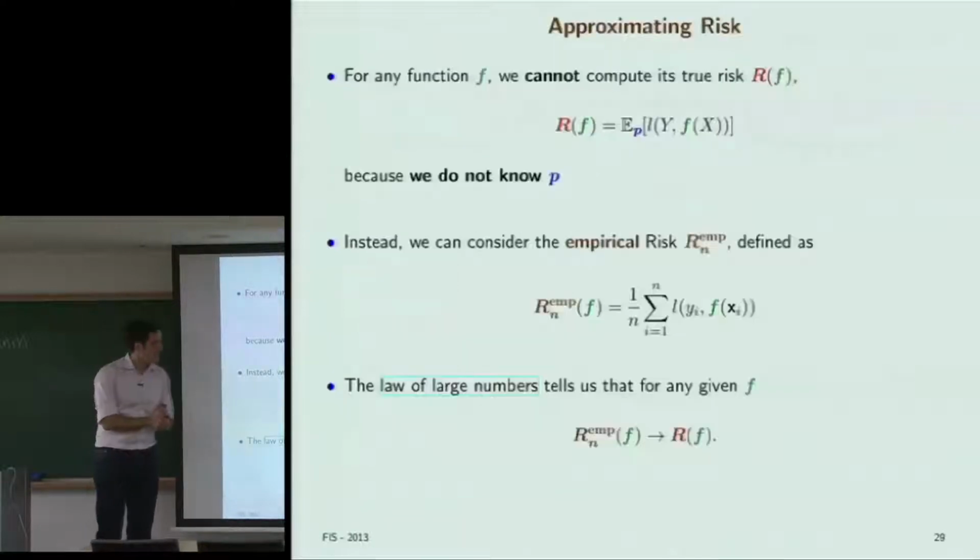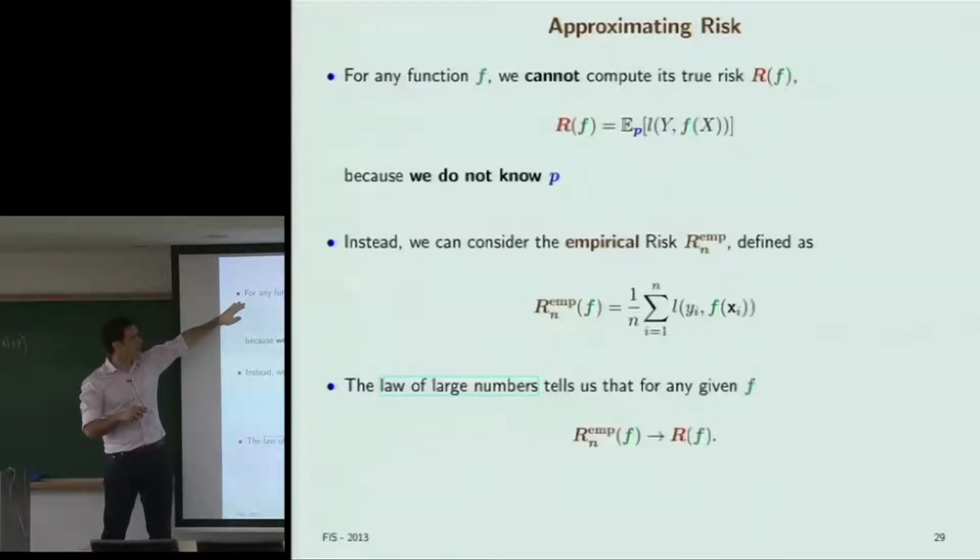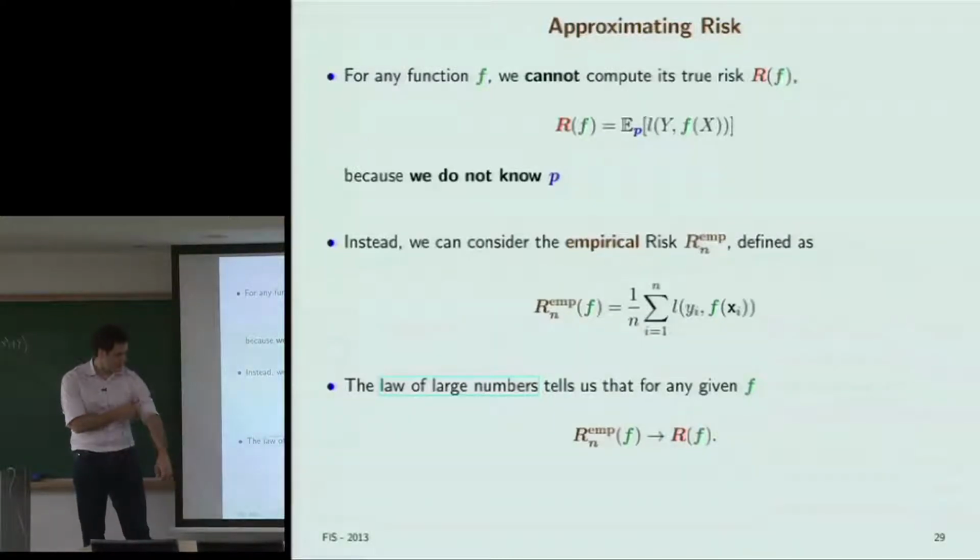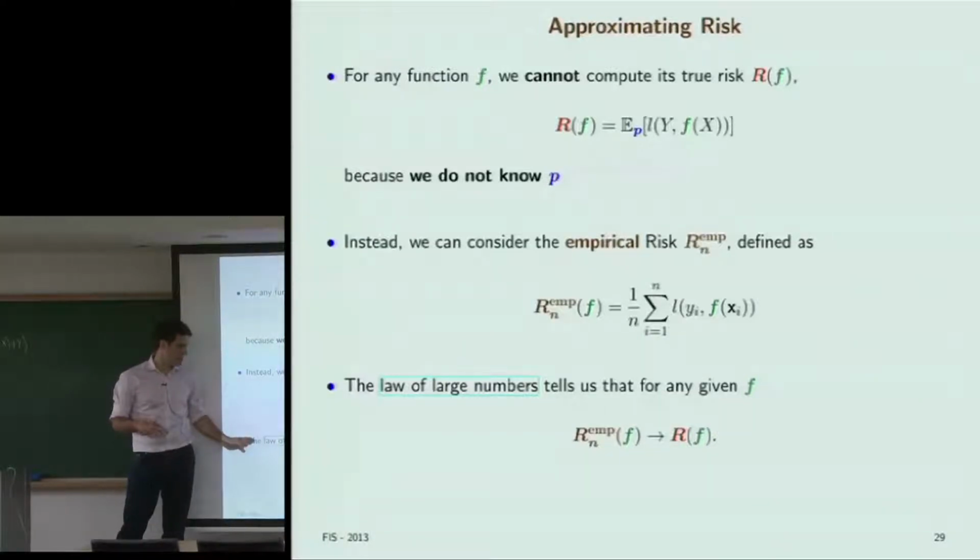So again, for any function, we cannot compute its true risk, the expectation, etc. But what we can consider is something called the empirical risk. The empirical risk is just the average of the loss. It's the same loss here, but it's averaged over data points that appear in your training set. So the law of large numbers tells us that for any given f, if I give you one function f, this will converge to this as n goes to infinity.